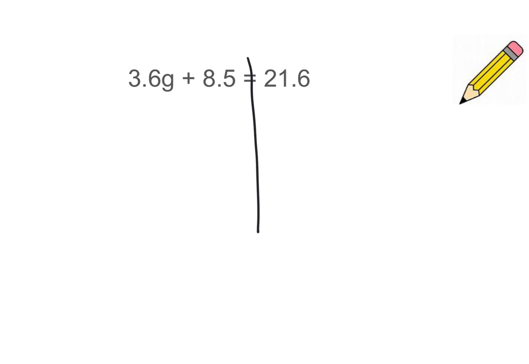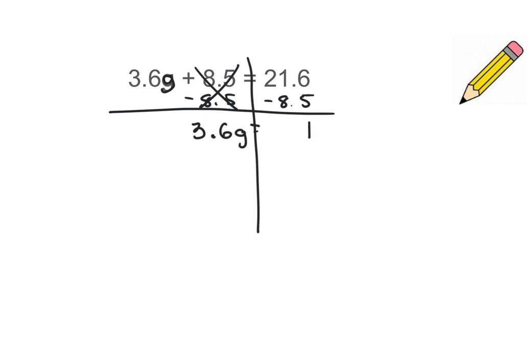This one involves decimals, but we still identify our variable here, and we're going to take away 8.5 from both sides. 8.5 minus 8.5 is nothing, so it's just 3.6g. And then when we subtract, bring our decimal point down, we get 13.1. Now we'll divide both sides by 3.6. 3.6 divided by 3.6 is just g. And then we have 13.1 divided by 3.6. So we'll have to do long division.